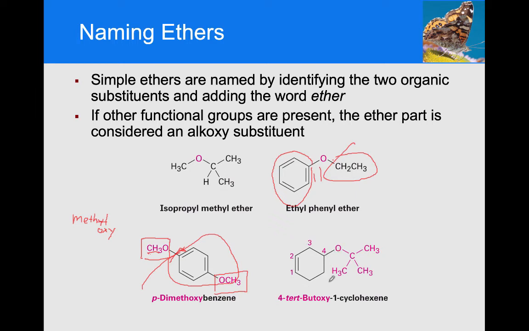So for example, I can't name this as a simple alkane group. So I have to name this as tert-butyl. So this goes from tert-butyl, drop the YL, add OXY, to tert-butoxy. Now, because this is a substituent on a ring, I'm going to name this as if it was a cycloalkene ring. So 1, 2, 3, 4: 4 tert-butoxy, 1 cyclohexene.